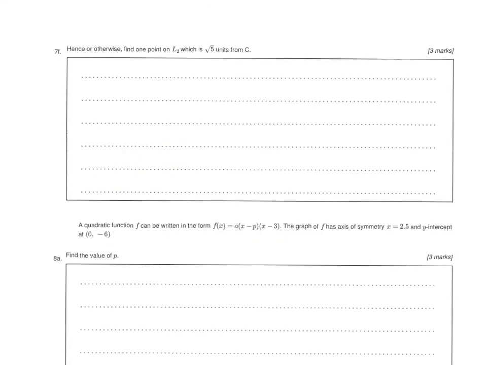The last one says find one point on L2, which is square root of 5 units from C. So what we're going to do here is start by writing out C. C is this, 9, 13, negative 10. And we want to add square root of 5 units in the direction of that line. Well, how do we add square root of 5 units? Well, we actually have a vector from the last one that's a unit vector. It's the vector that represents 1 unit in that direction.